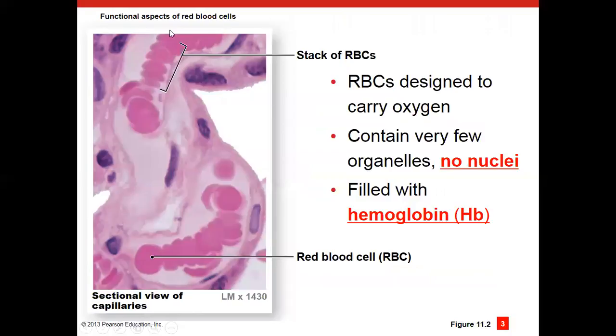So here's a stack of red blood cells. It's called a rouleau. That stack of red blood cells through a capillary makes it really easy for those blood cells to get through the capillary, but also they line up single file so that oxygen and carbon dioxide exchange is really efficient.